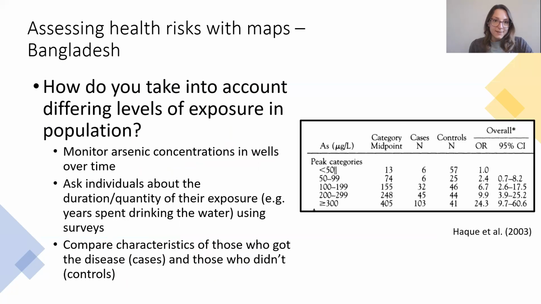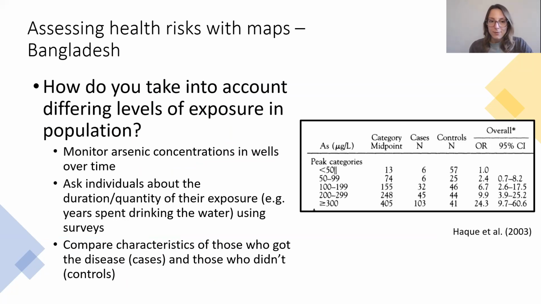So other studies did this. And so how would you take into account that difference in dose? Well, there's a few different ways you could do that. You could monitor the arsenic concentrations in those wells over time, right? So that you get a sense of what the levels actually are. But as you can tell, that would probably be pretty expensive to install concentration samples in every single well over the entire country. So maybe that's not so feasible.